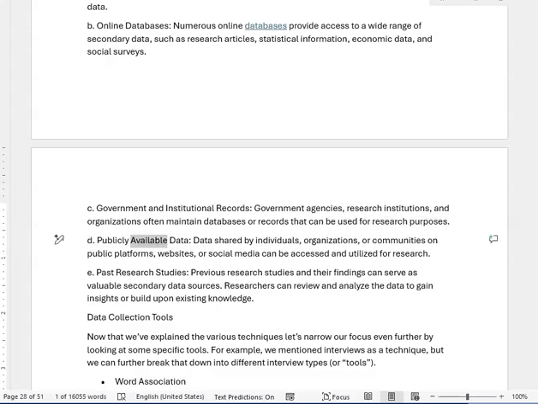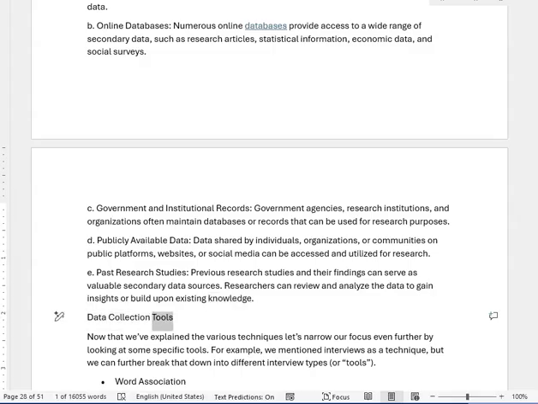D. Publicly available data. Data shared by individuals, organizations, or communities on public platforms, websites, or social media can be accessed and utilized for research. E. Past research studies. Previous research studies and their findings can serve as valuable secondary data sources. Researchers can review and analyze the data to gain insights or build upon existing knowledge.